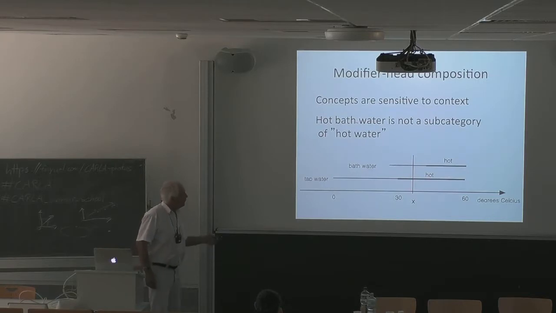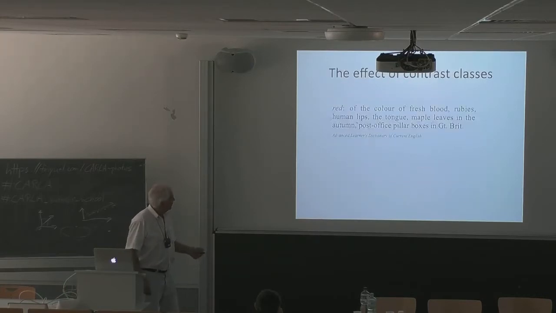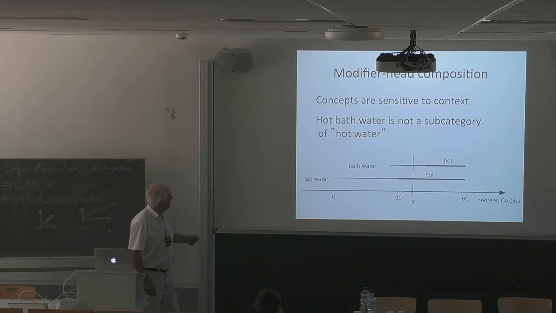Now, if you talk about hot bath water, you wouldn't expect something to be 0 degrees and be called bath water. The typical range of bath water is perhaps something between 25 and 60, or maybe even hotter. I don't know what the range is, but anyway, it's a kind of sub-region of the tap water region. And now in this sub-region, you would say that something is hot bath water if it belongs to this region, not to that region.